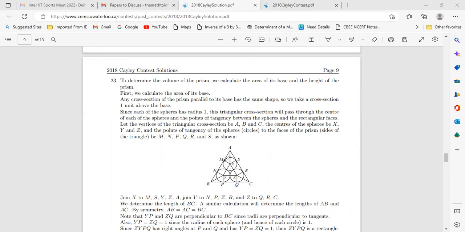And the rectangular faces, yes. And this one is also. And here also you have. So if you connect all these, you can mark these points as A, B, and C. And they're mentioning the center of the spheres as X, Y, and Z. And they are also marking the faces of the prism, sides of the triangle.